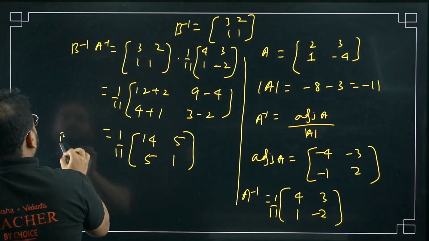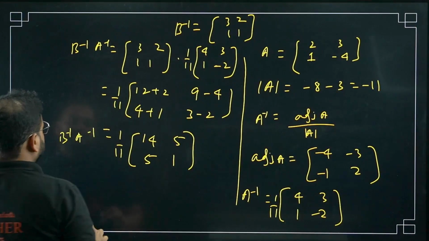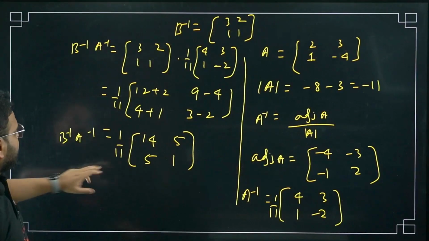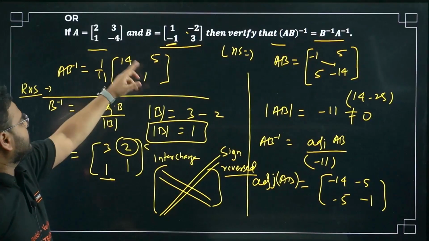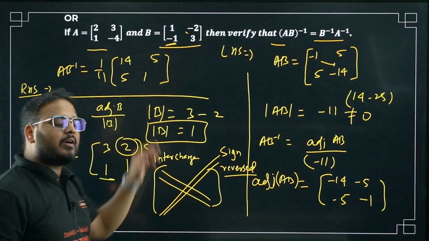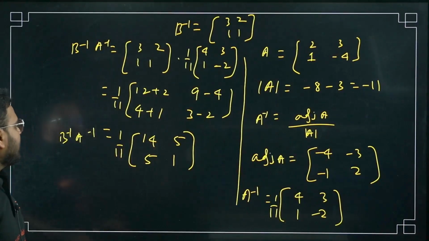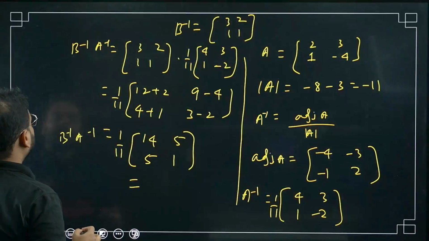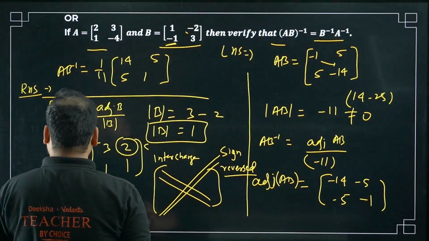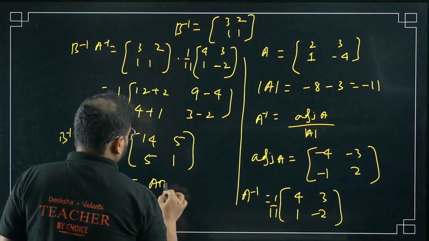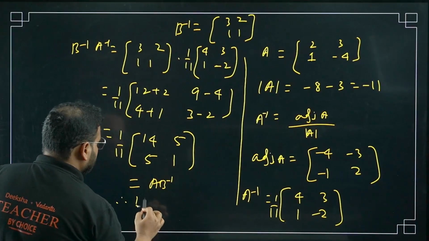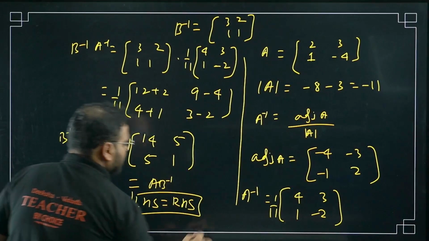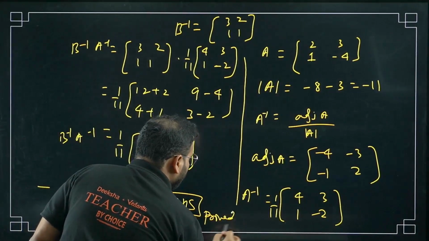This is the value of your B inverse A inverse. And same as AB inverse: 14, 5, 5, 1, 1 by 11. Please check. So this is coming to be equal to, have a look, AB inverse. Okay, it means, therefore, LHS equals RHS. Proved. Your required condition is proved over here.